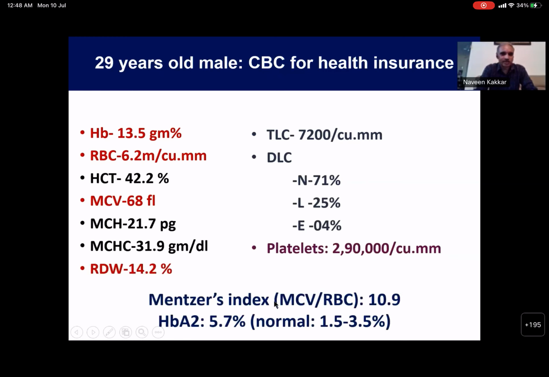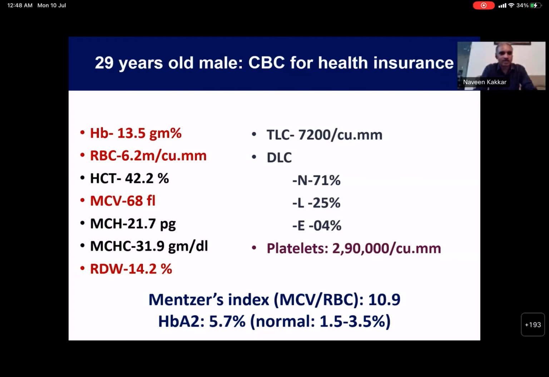And if you do the Mentzer index, which is the mean corpuscular volume divided by your red cell count, it comes out to be 10.9. Any value less than 13 suggests possibility of thal trait. And in this patient, the hemoglobin A2 was 5.7, which is diagnostic of beta thal trait, with the normal being 1.5 to 3.5. So the message here is microcytic hypochromic.